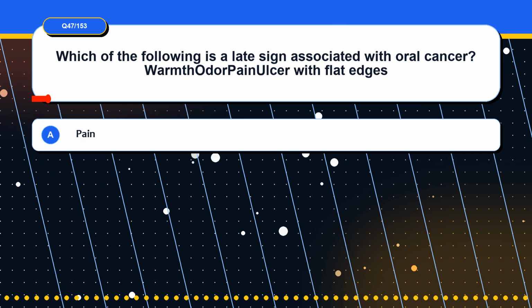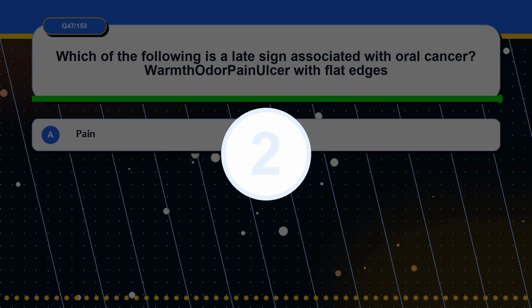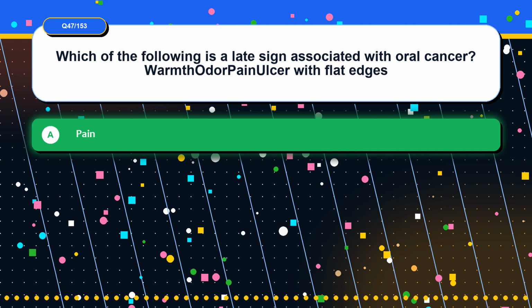Question 47. Which of the following is a late sign associated with oral cancer? Warmth, odor, pain, ulcer with flat edges. Here are the options. Option A, pain. The correct answer is option A. Pain. Correct answer, pain.